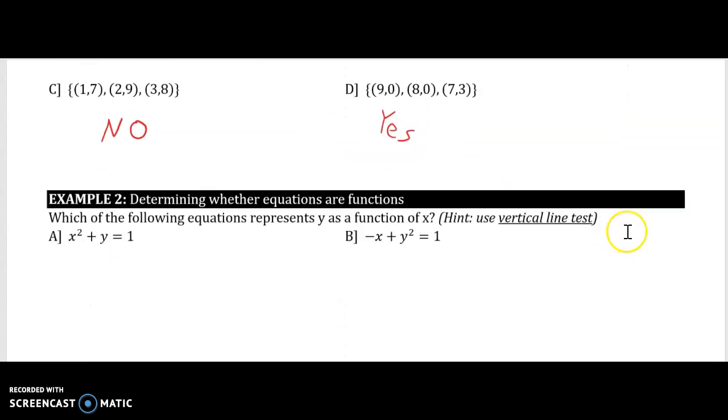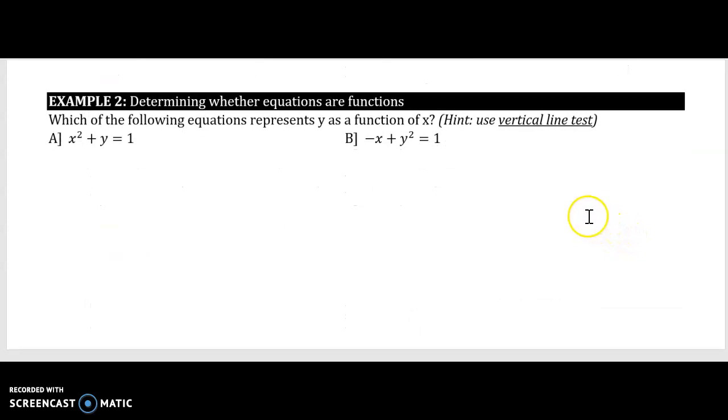Okay? So determine whether the equations are functions. Use the vertical line test. So we may want to graph these, so we will have to solve for y. We're going to bring in some technology here today. So if I solve for y, I got that. All right, I just bring the x squared over, but it's negative.